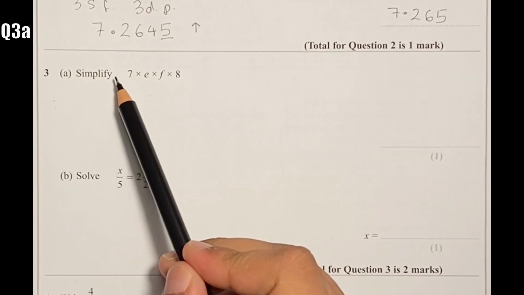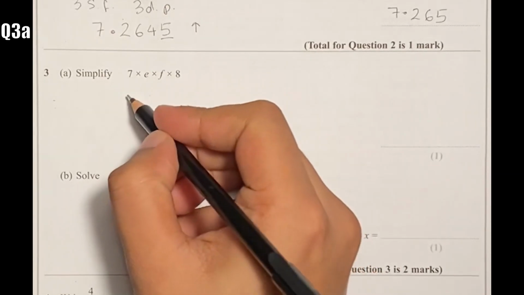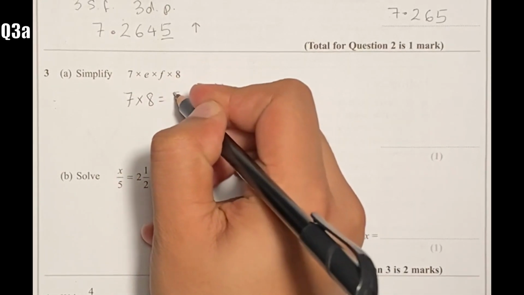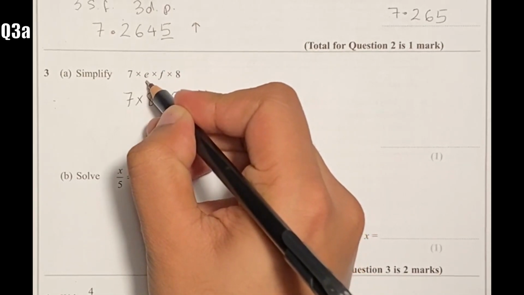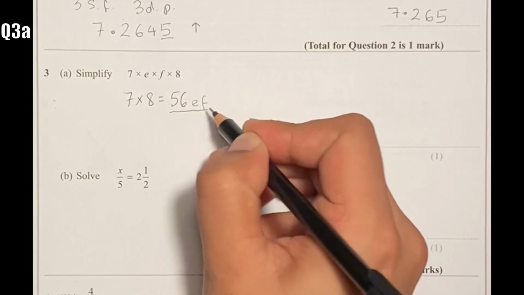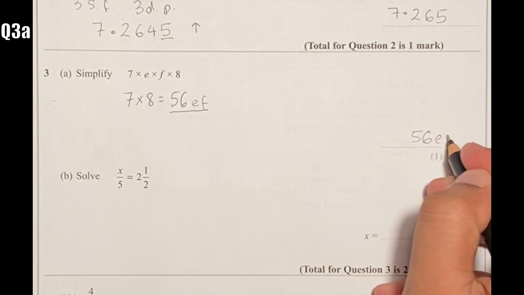Question 3a, simplify 7 times e times f times 8. The first thing we're going to do is simplify our numbers. So 7 times 8 is 56. As for our letters, we can put them in alphabetical order. So E comes before F, and we can get rid of our multiplication signs. So our answer is 56 EF.